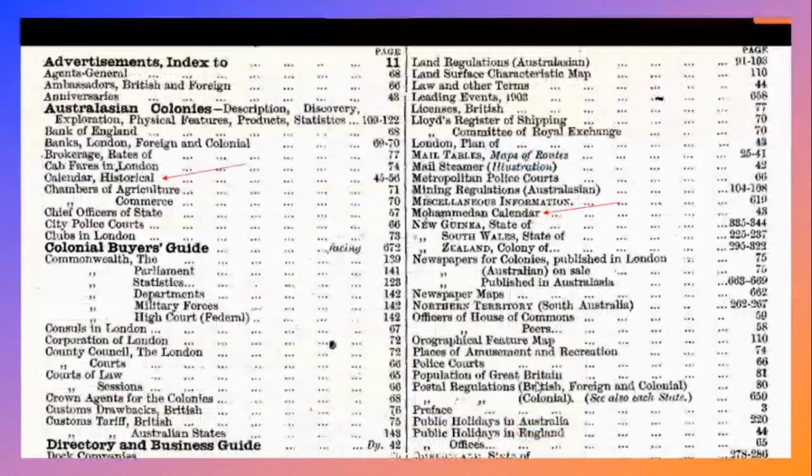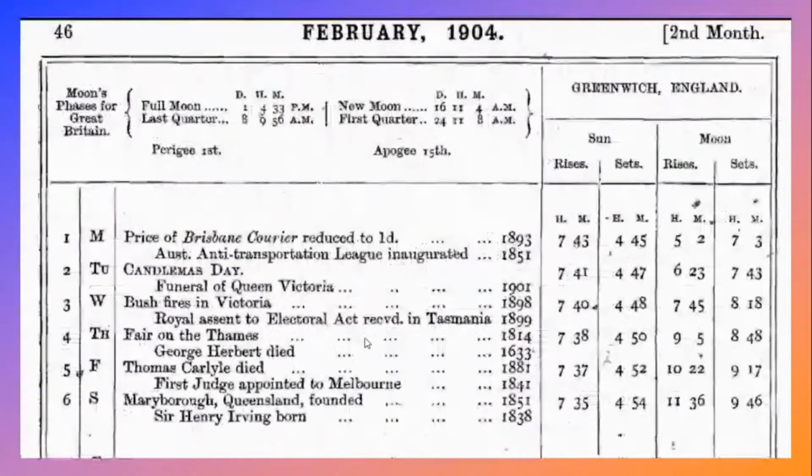I particularly like the historical calendars. They show all kinds of odd things. This one even had a Mohammedan calendar. And that's 1904. So it's interesting what you can find. You've got clubs in London or the cab fares in London. This is an Australian handbook, but it has interesting things in it that you could spend hours reading this sort of thing. But here's the calendar and why I like looking at calendars.